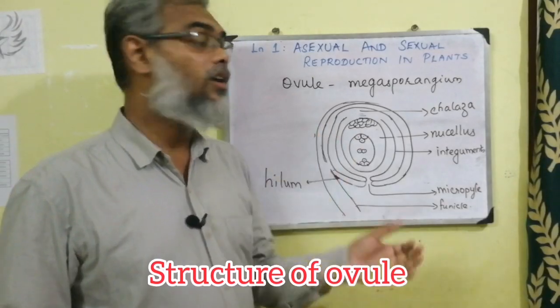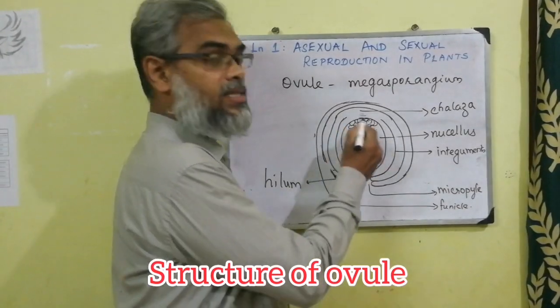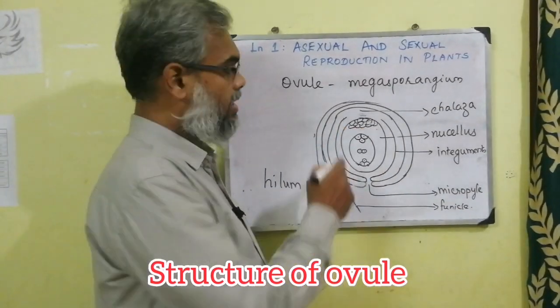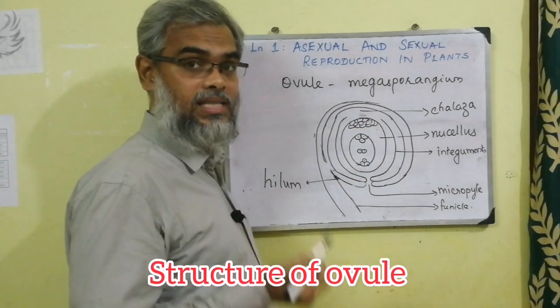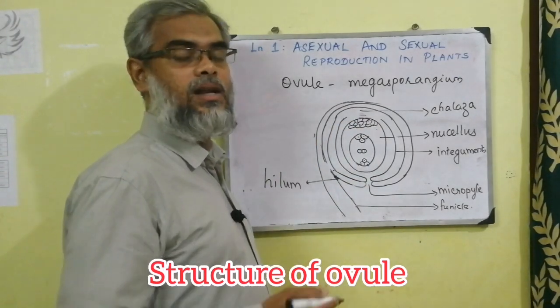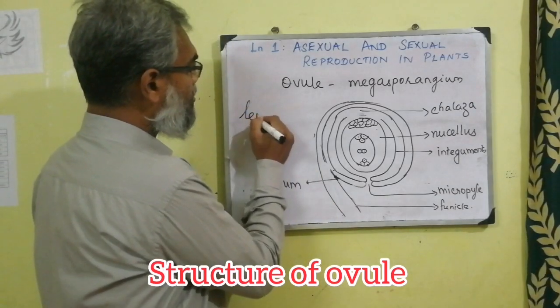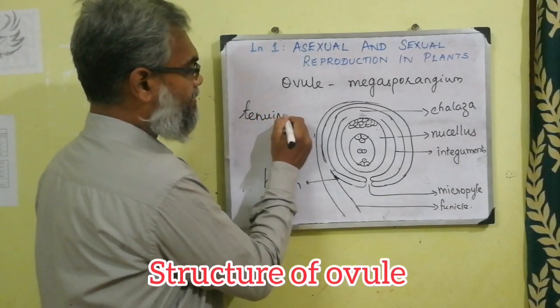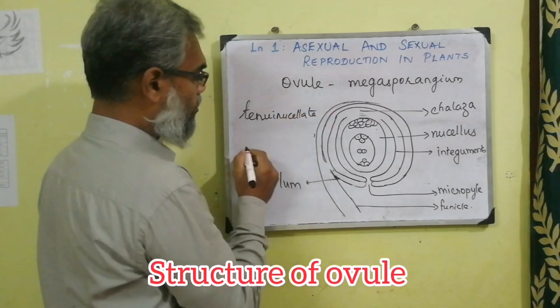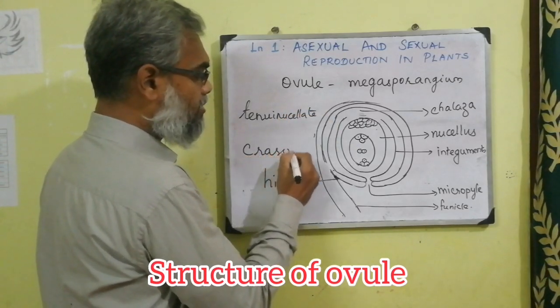So based on the sporogenous cells present in the nucellus, in this region, the type of cells present, the ovules can be classified into 2. One is tenuinucellate and another one is crassinucellate.